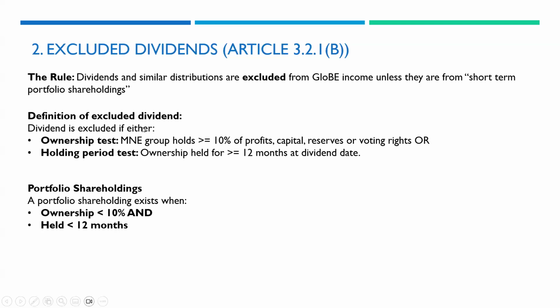In terms of an excluded dividend, it is an or. So either 10% of profits or shareholding, or 12 months of holding. That is why here it is an and: if both of them are not satisfied, only then does it become a portfolio shareholding. Okay.